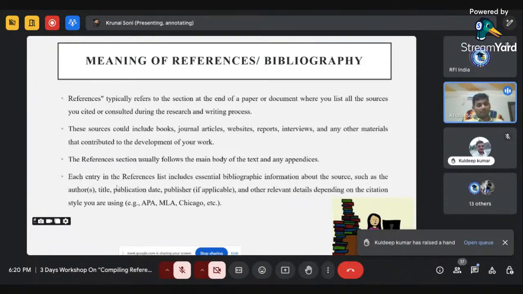These sources could include books, journal articles, websites, right? If we are taking this kind of help, it can be taken from various articles, websites, reports, and it could be from interviews also, right? So in a nutshell, whatever you are writing, whatever you are taking as a base, it is very, very important that you justify and give credit to the particular authors from whom you are taking an idea for the research you are writing, right?